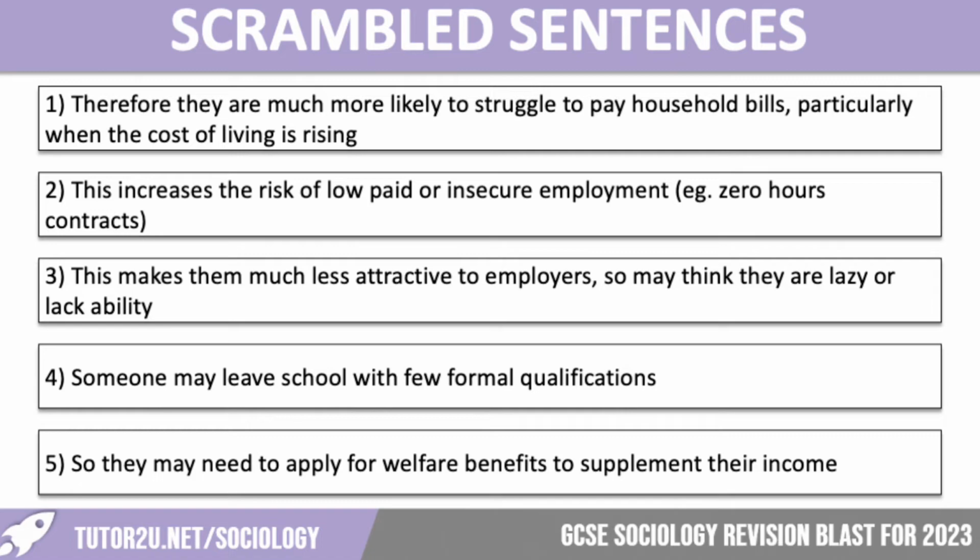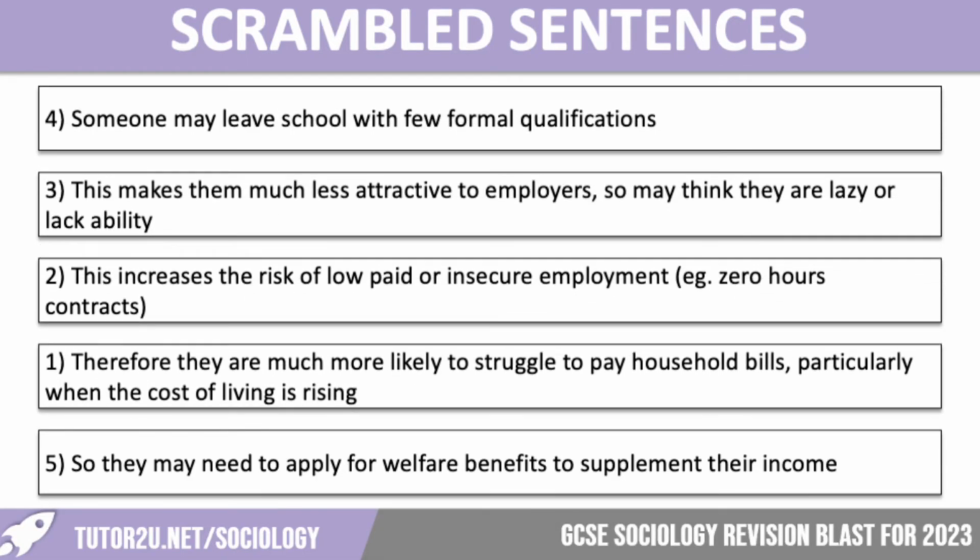Okay, if you haven't paused the video already, please do so because we are about to reveal the answers. Let's reveal. So, right at the top, someone may leave school with few formal qualifications. This makes them much less attractive to employers, who may think they are lazy or lack ability. This increases the risk of low paid or insecure employment, for example, zero hours contracts. Therefore, they are much more likely to struggle to pay household bills, particularly when the cost of living is rising. They may need to apply for welfare benefits to supplement their income. If you got those in the correct order, then well done.